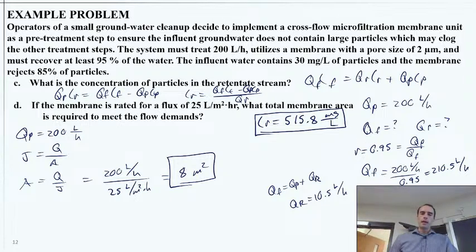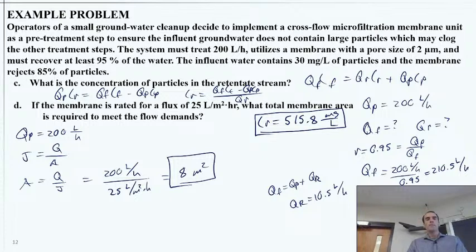And so given all of that, we can solve then for our mass balance here to solve for the concentration in the retentate. Now that we have the concentration in the permeate, given the concentration in the feed, got all these flow rates, it just becomes a matter of rearranging those and solving. So we get 515.8 milligrams per liter of particles in the retentate. So as we see, it's highly concentrated. That's kind of the point. And so that's part C.